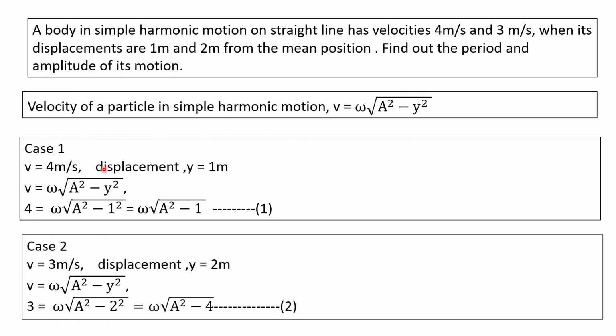For case 2, velocity is 3 meter per second and corresponding displacement is 2 meter. We can substitute these values again in the equation for velocity. v is equal to 3 and y is equal to 2. On taking square, 2 square is equal to 4. So 3 is equal to omega into root of a square minus 4. This is the second equation.